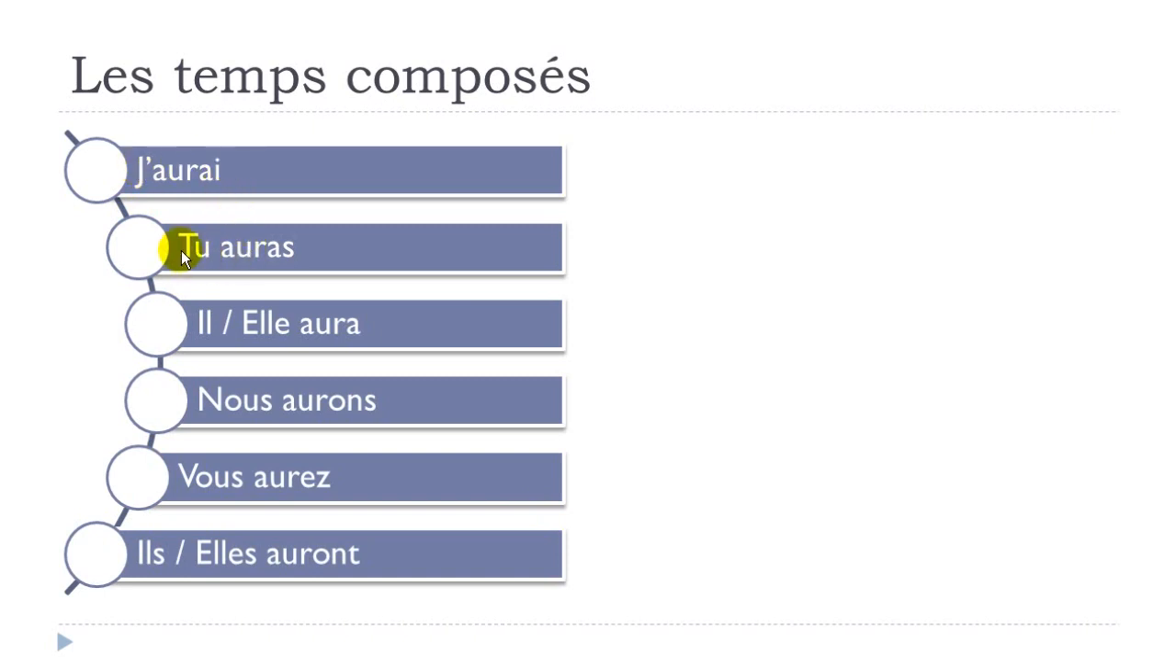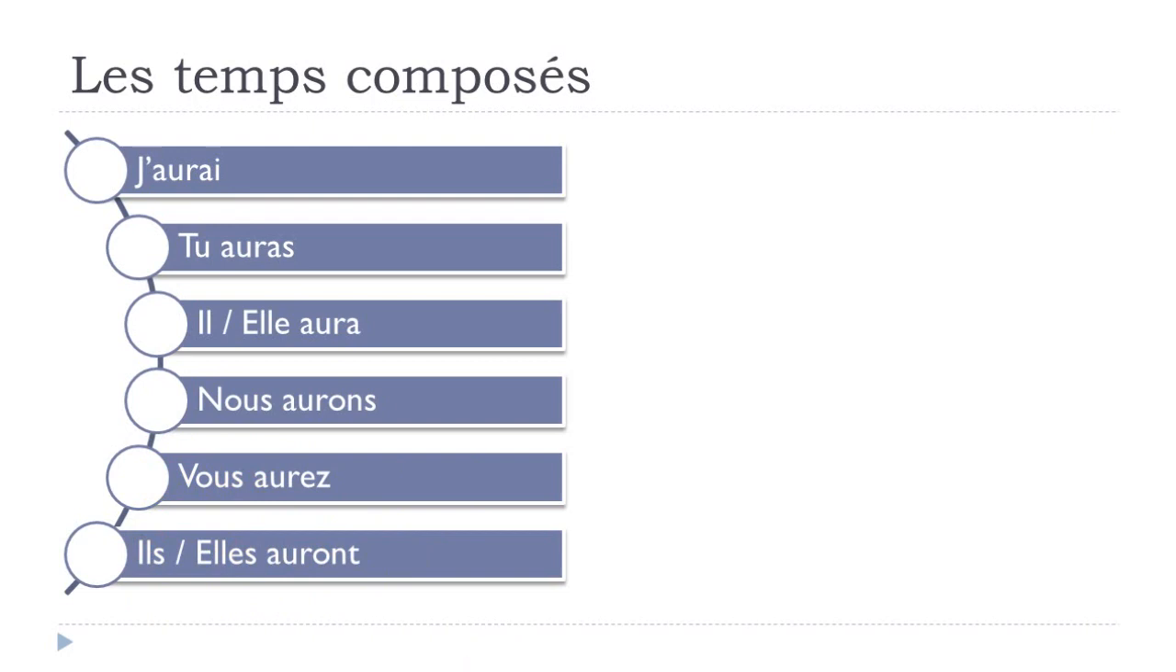J'aurai, tu auras, final S not pronounced, il aura, elle aura, nous aurons, final S not pronounced, and then you make the liaison, vous aurez, a Z at the end here, et, aurez, liaison here, vous aurez, ils auront, final T not pronounced, elles auront.